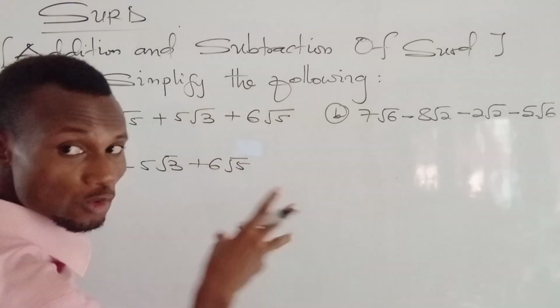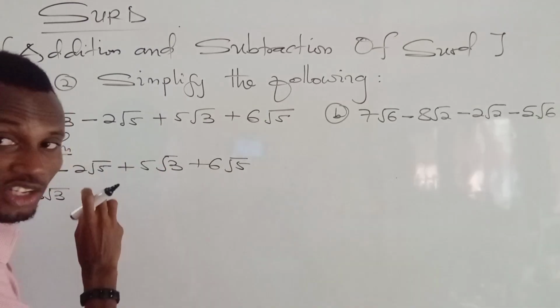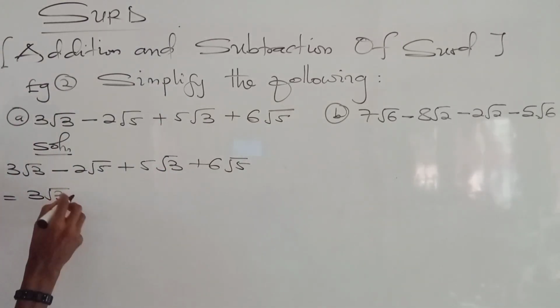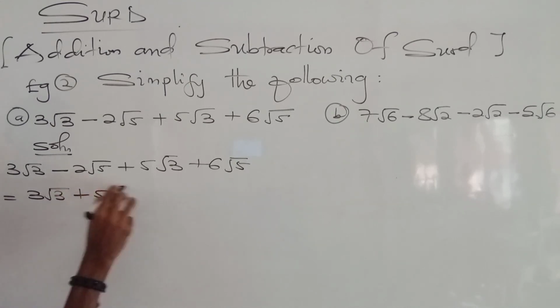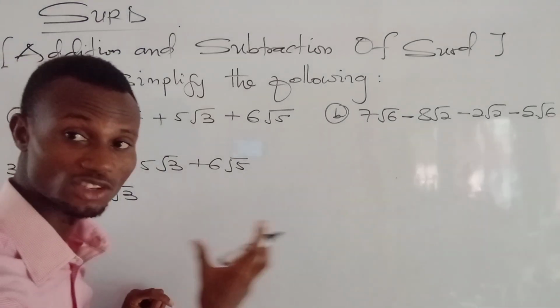Okay, and please, you pick it with a sign. The sign here is plus addition, so you pick it with a sign. So I'm going to have 3 root 3 plus 5 root 3. I hope you agree with me. Then now we are done grouping all the ones which have root 3 in it.